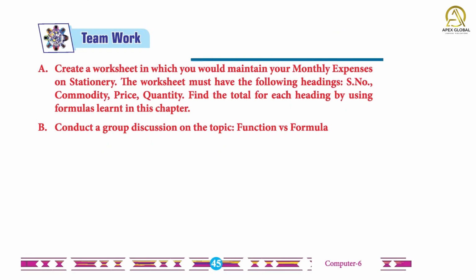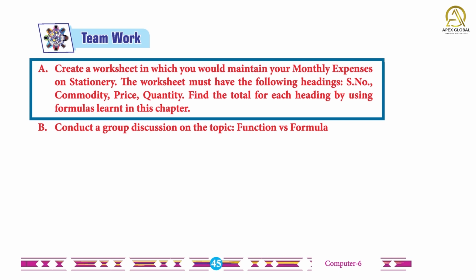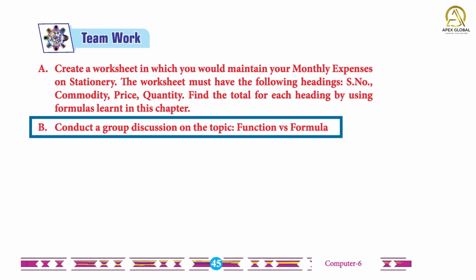Teamwork. A. Create a worksheet in which you would maintain your monthly expenses on stationery. The worksheet must have the following headings: serial number, commodity, price, quantity. Find the total for each heading by using formulas learnt in this chapter. Answer: The students will do it themselves. B. Conduct a group discussion on the topic function versus formula. Answer: Students will do it themselves.